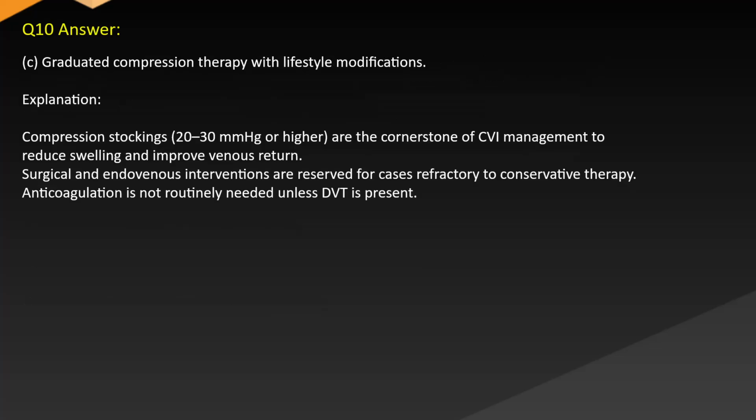Answer: C. Graduated compression therapy with lifestyle modifications. Explanation: compression stockings of 20 to 30 mmHg or higher are the cornerstone of CVI management to reduce swelling and improve venous return. Surgical and intravenous interventions are reserved for cases refractory to conservative therapy. Anticoagulation is not routinely needed unless DVT is present.